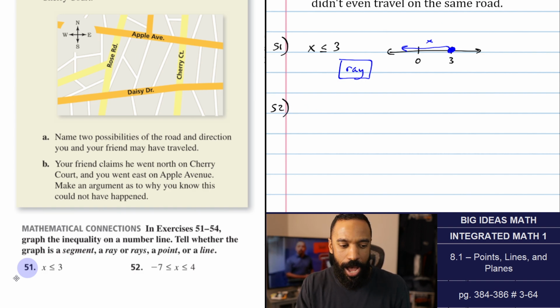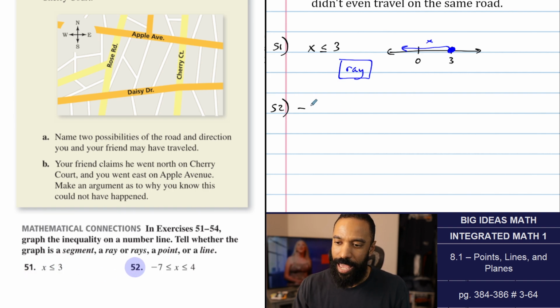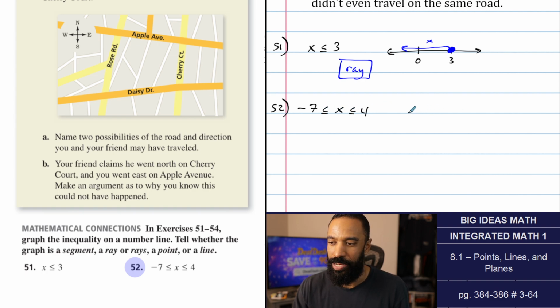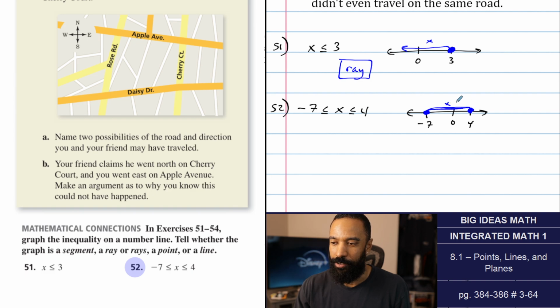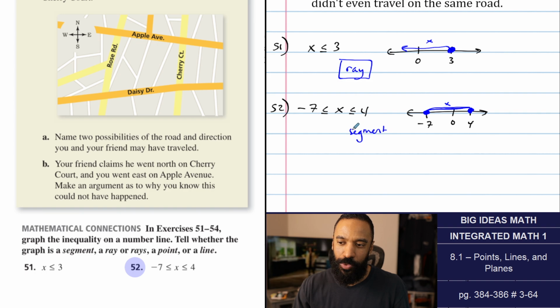Number 52 is a compound inequality. This is kind of cool that they're doing this. I like it. Negative 7 is less than or equal to x, which is less than or equal to 4. x is between negative 7 and 4, including negative 7 and 4. So negative 7, 4, and 0 in between them. Closed circles on these guys, and no arrows drawn, right? It's joining these two together for our x's. That is a segment.